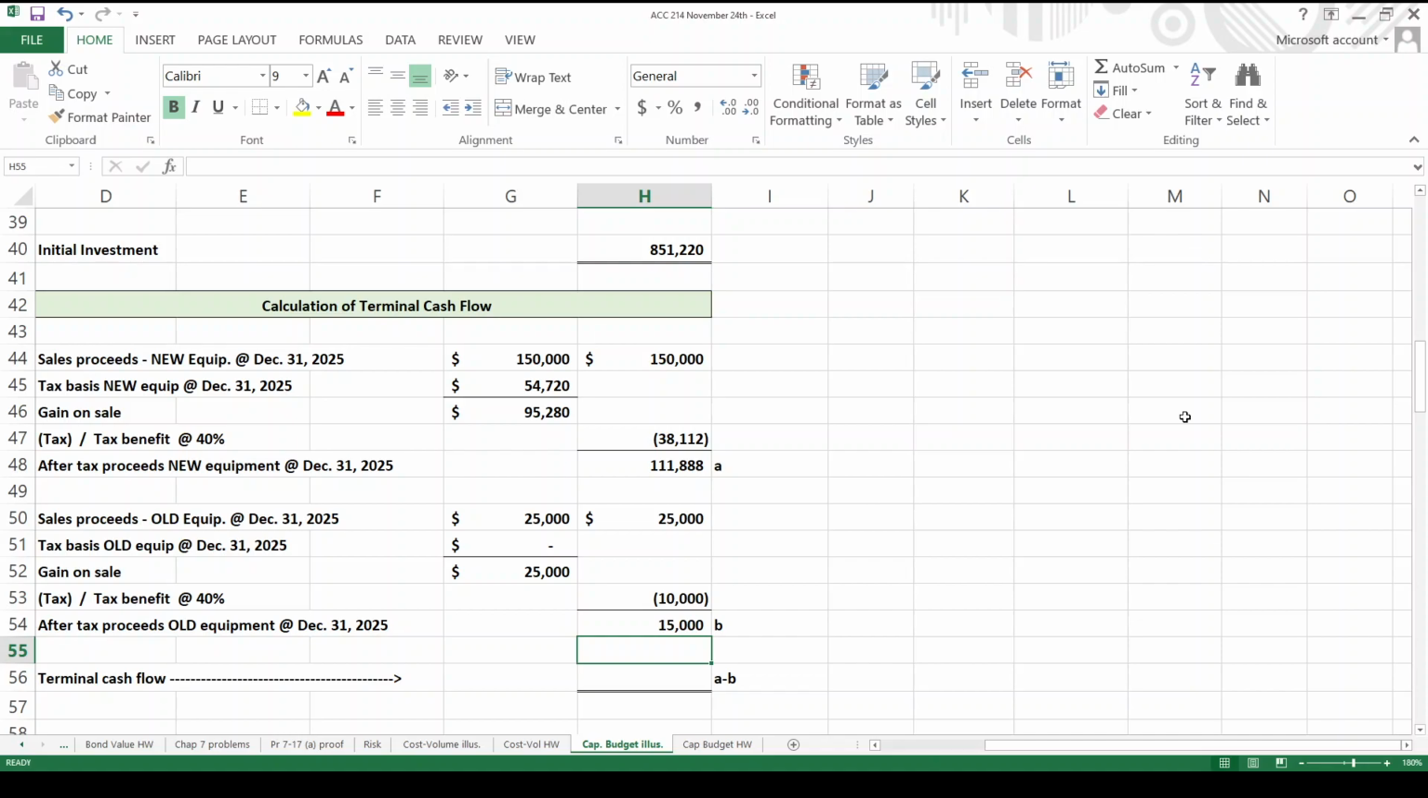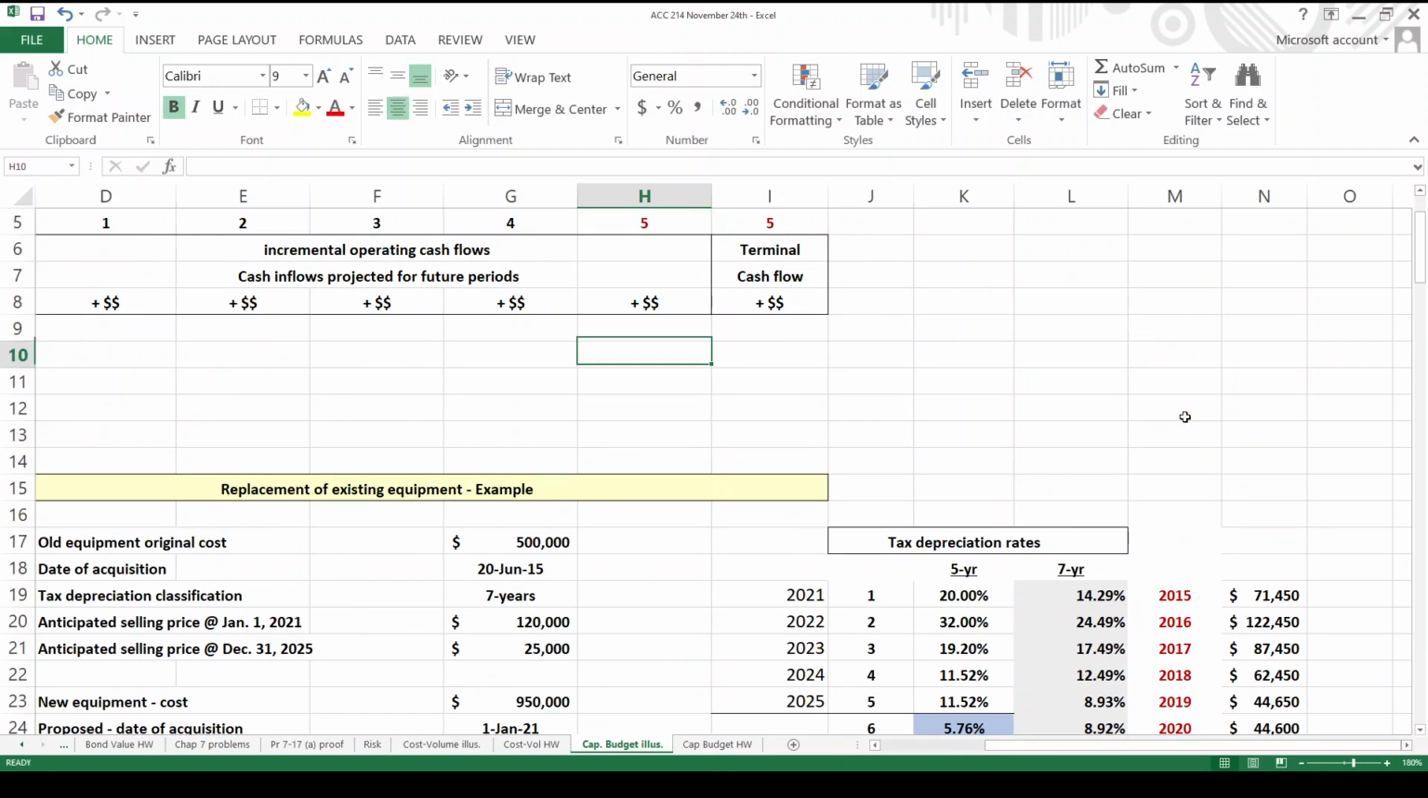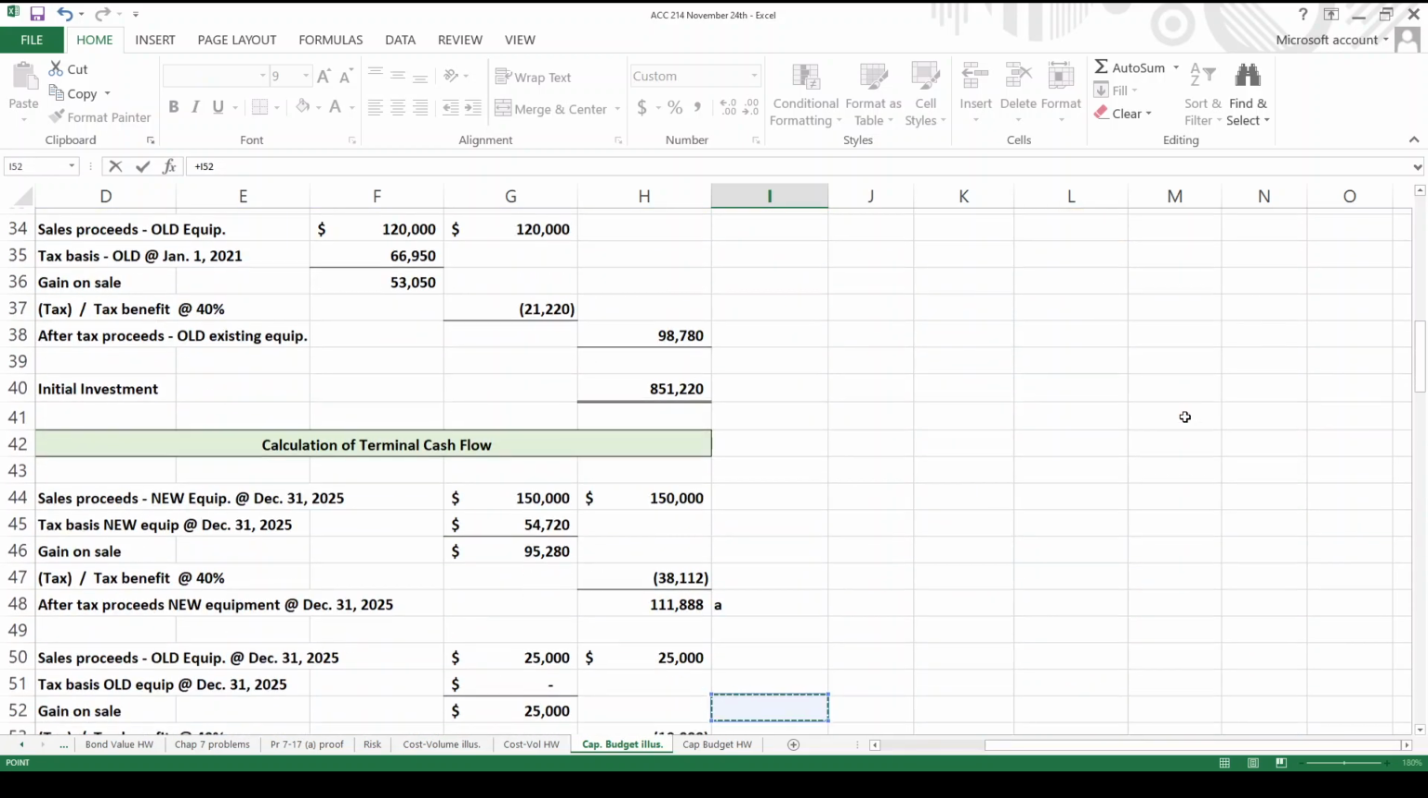The after-tax proceeds are going to be 15,000. And what is the terminal cash flow? Well, if we buy the new equipment, we'll get that money, but we won't get that money because we sold the old equipment way back in 2020. Okay, so find the difference. And there is the terminal cash flow, which for our purposes we're going to consider to be a positive cash flow occurring at the end of the 5th year. So I'm going to pull that up over here. Positive cash flow.